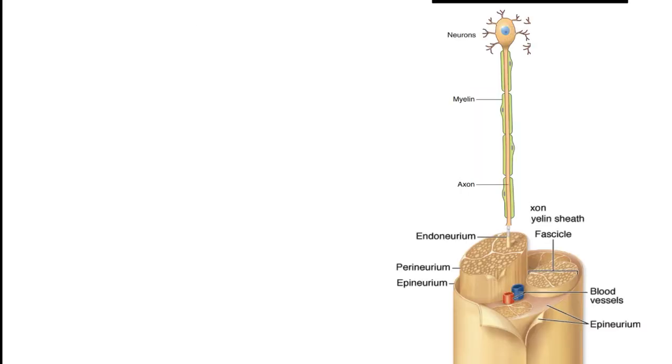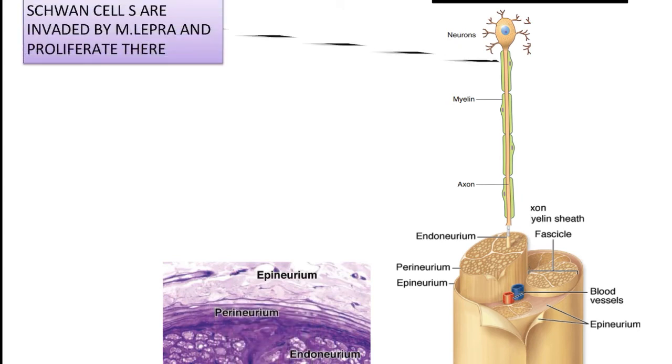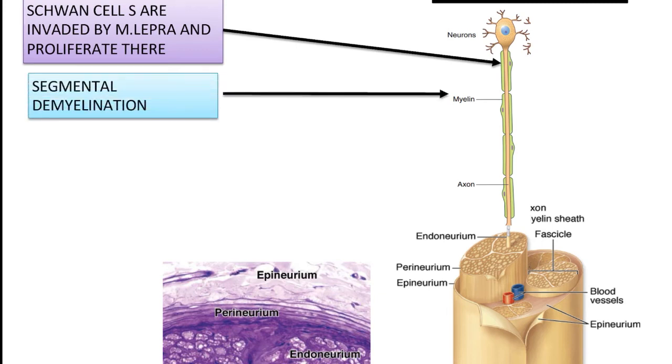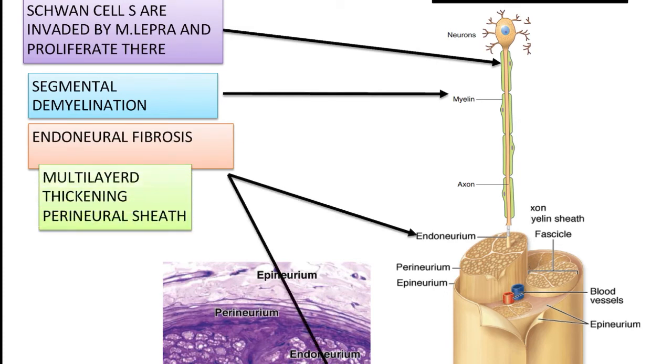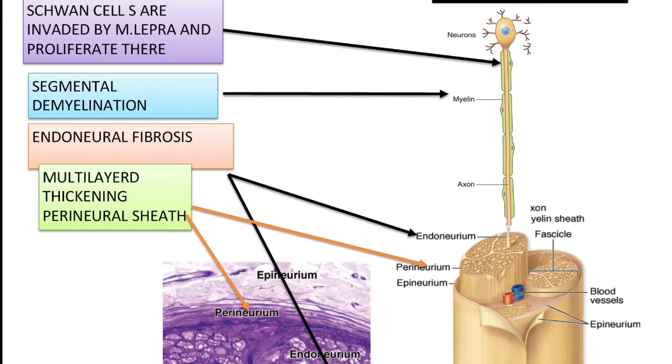This is our nerve bundle, okay, and this is the cut section. So in the Schwann cells, basically there will be invasion and proliferation of the lepra bacilli. So segmental demyelination is the first thing. Second thing is endoneurial fibrosis, and perineurial thickening will be there. So these are the few things which happen in lepromatous leprosy. Axon is most commonly preserved. So this is the lepromatous leprosy morphology.